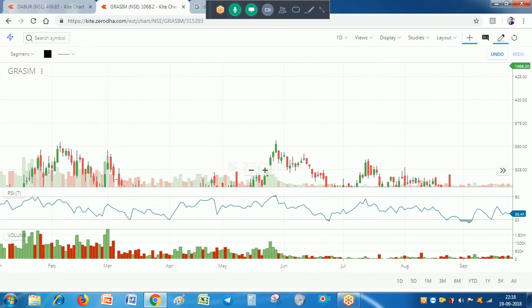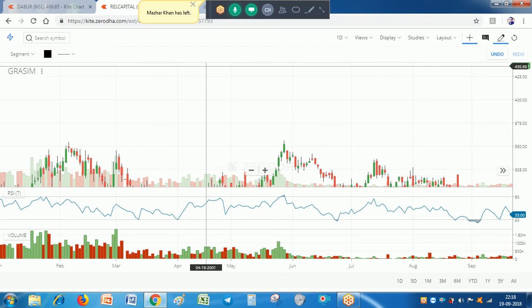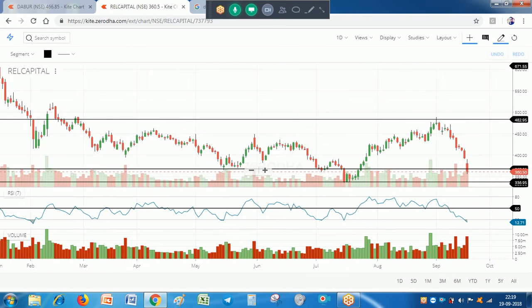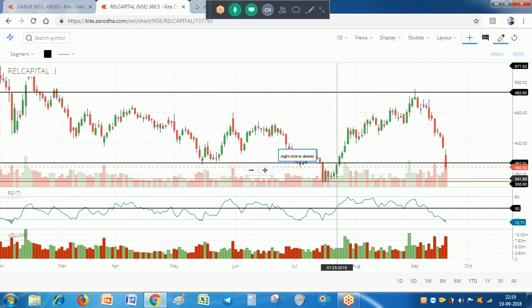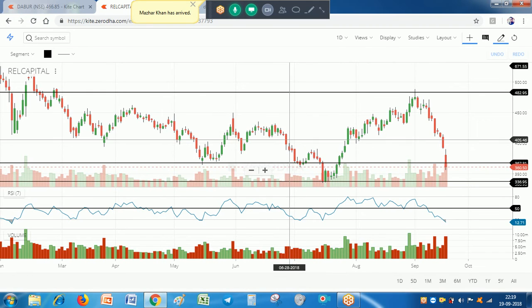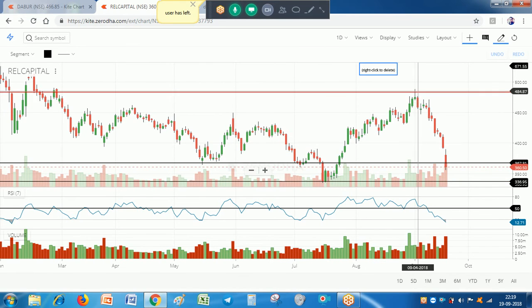Okay, not getting it here. Let us try some other stock. Let us check Reliance Capital. Friends, look, keep a watch on Reliance Capital. It has come to a previous strong support level. You could see the stock once fell down and made this support. After a very big upside movement from that level, the stock has given a correction.